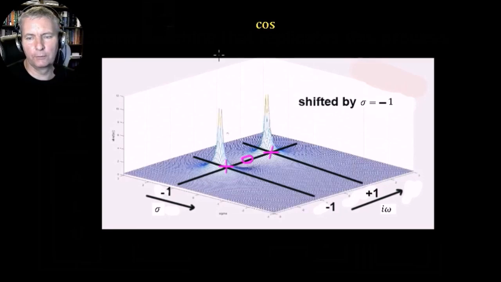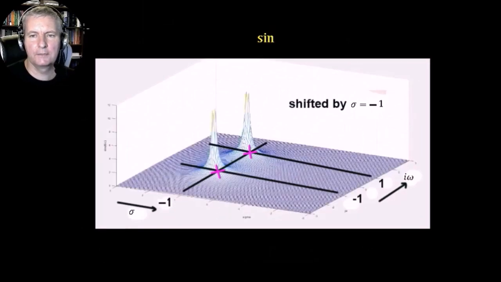So this example here shifts the cos omega t by minus 1, so our value for sigma is minus 1. So we have our two poles and a 0, but instead of the poles and the 0 sitting on the i omega axis, they're going to be shifted back by minus 1 in the sigma axis. And similarly for the sine function, it's been shifted by sigma equals minus 1, so they're no longer sitting on the i omega axis, they're shifted back by minus 1 in the sigma axis. So let's go look at those live in MATLAB.